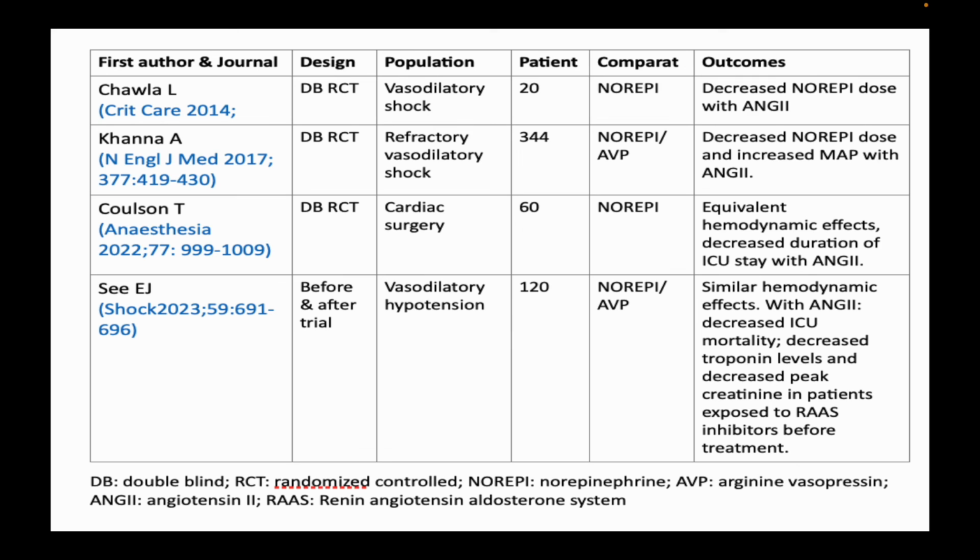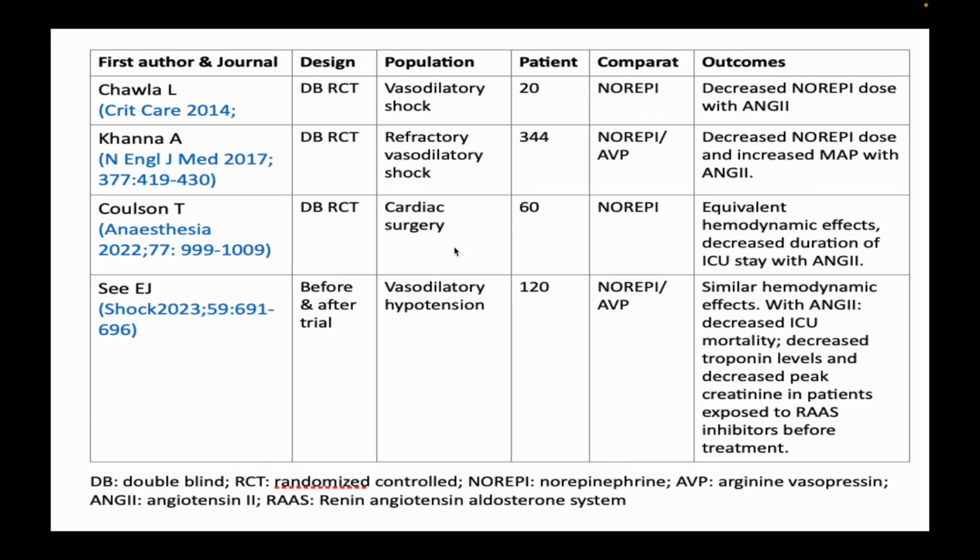So this table basically summarizes all the RCTs that have been done till now. The first study was done in 2014 by Chawla et al. in 20 patients, where they showed the use of angiotensin to decrease the noradrenaline dosage. The most important trial, that is Khanna et al. in NEJM 2017, that is the ATHOS-3, again showed a similar decrease in norepinephrine and an improvement in the MAP in patients treated with angiotensin II.